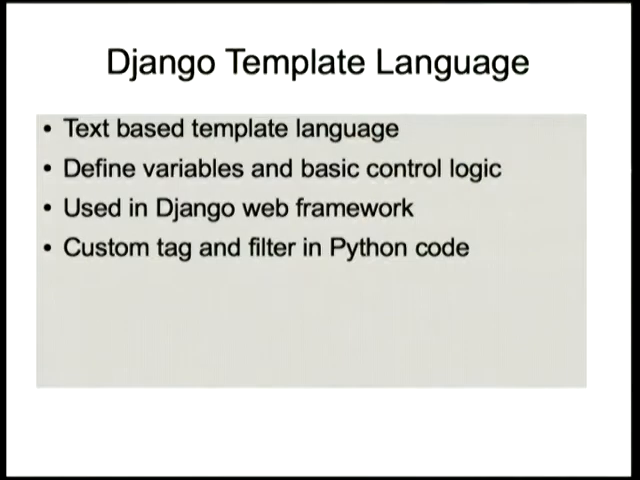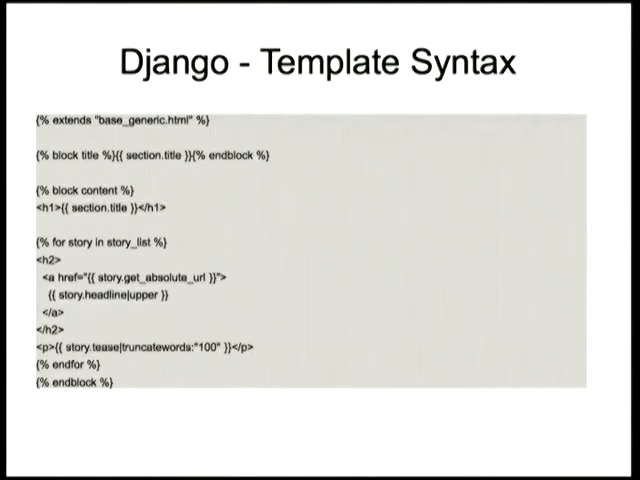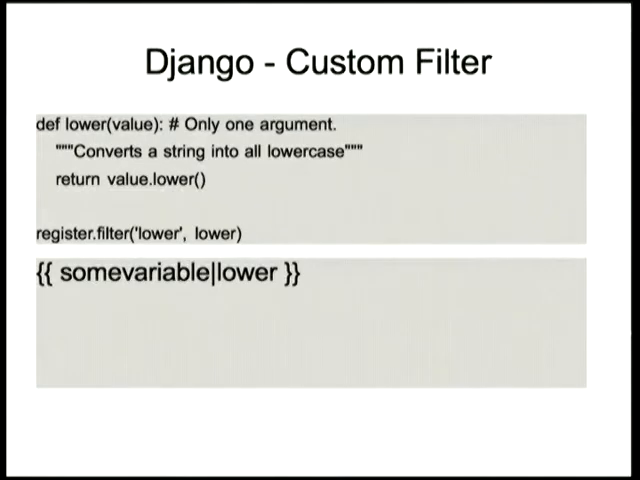So let's start with one of the famous ones, which is the Django template language. It's a text-based template language. It defines variables and basic logic, and is mainly used in the Django web framework. They have custom tags and filters built in Python code. So how does the Django template syntax look? Basically they have blocks, an if-else, a for loop, variables, and filters. We're going to discuss some of them.